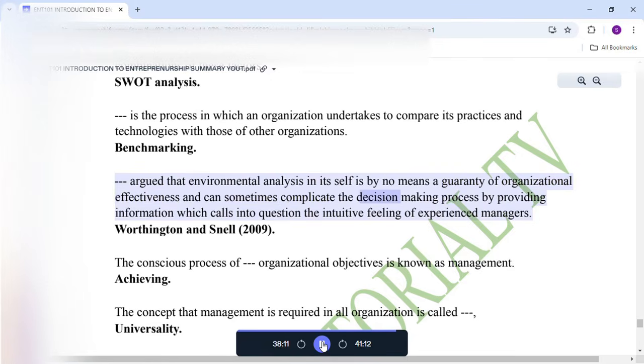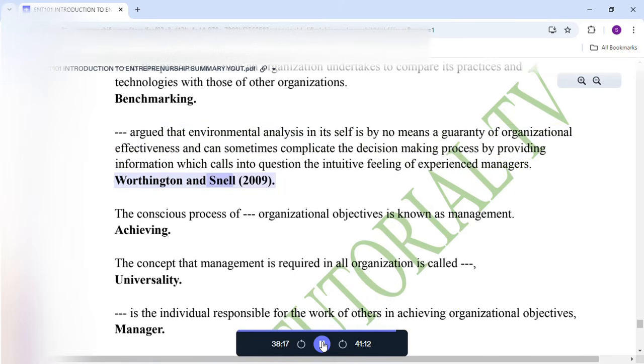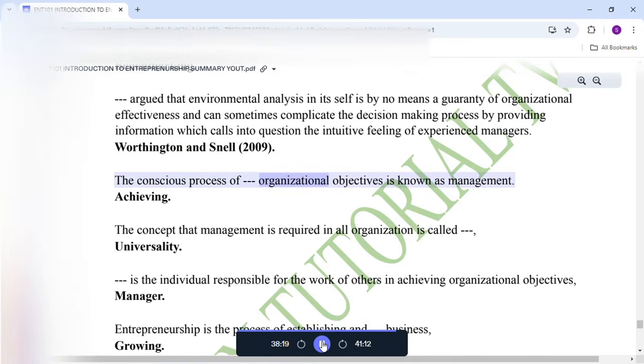Worthington and Snell, 2009, argued that environmental analysis in itself is by no means a guarantee of organizational effectiveness and can sometimes complicate the decision-making process by providing information which calls into question the intuitive feeling of experienced managers.